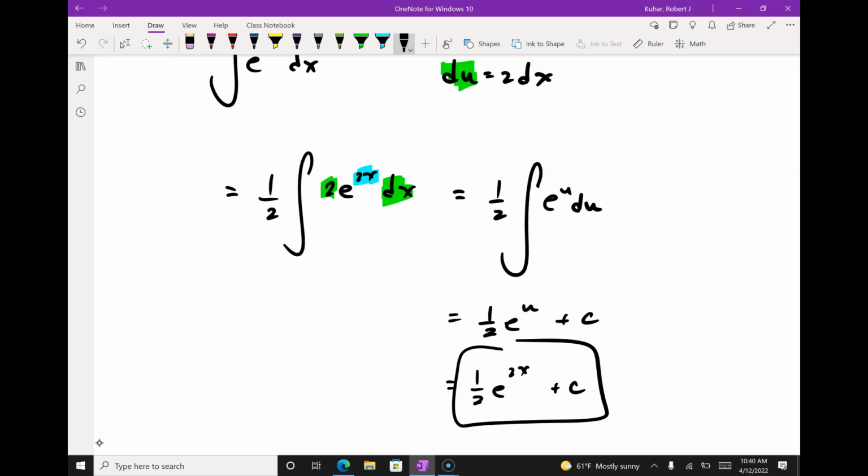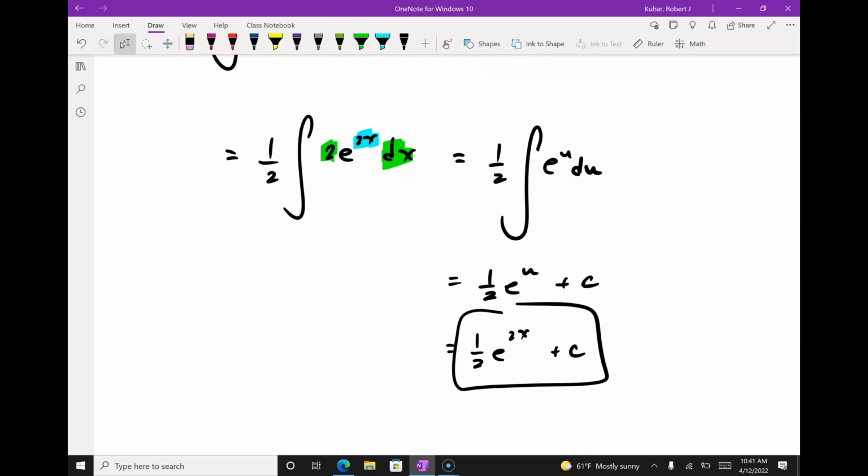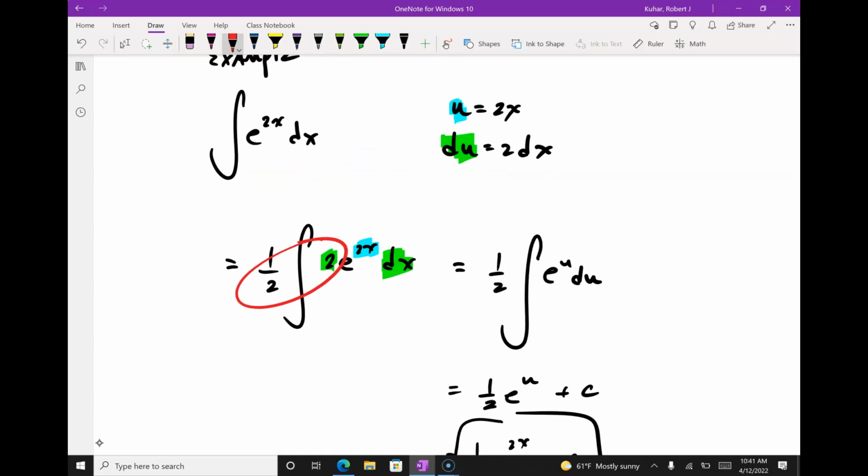How are we doing here? Question? Say again, where did I get the 1/2? Yeah, I'm multiplying by 1, notice that. And how did I know I needed a 2 inside? Once I took this derivative, I noticed I got a 2 dx. But I don't have a 2 dx, I just have a dx. So I can multiply by 2, but I have to also divide by 2 to cancel it.